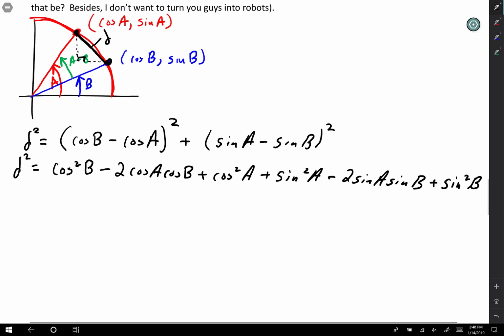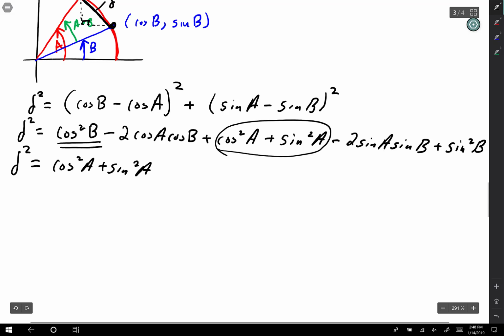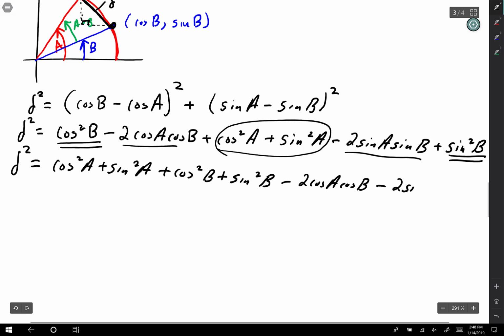All right. Look what we have, guys. This is going to simplify. This right here, cosine squared plus sine squared, that's a 1. Do you guys see that? I'm going to rewrite it here. Cosine squared A plus sine squared A. Now look, I'm going to double underline cosine squared B and sine squared B. And then I just have these two that do not combine. I'll just have minus 2 cosine A cosine B minus 2 sine A sine B.